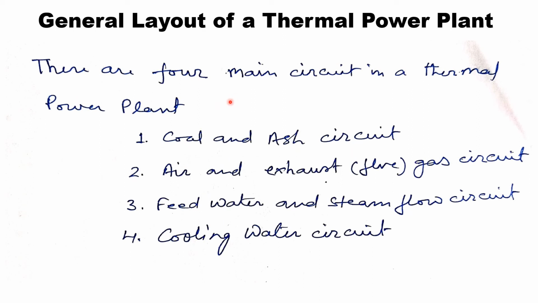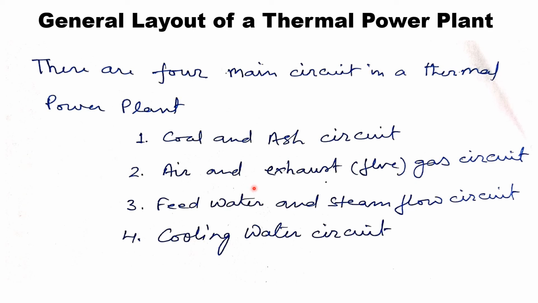In any thermal power plant, there are four main circuits. Now we will discuss the general layout of a thermal power plant. In thermal power plant, there are basically four main circuits. First is the coal and ash circuit. We need to burn the coal to generate the energy. So there is one circuit in which the coal and ash are handled, and that we call coal and ash circuit.